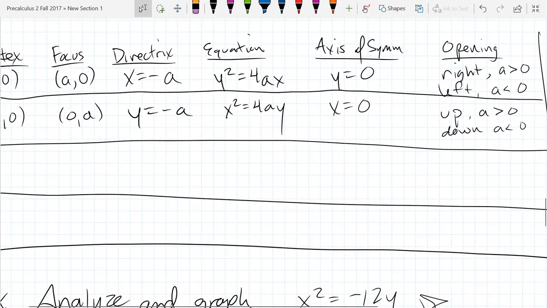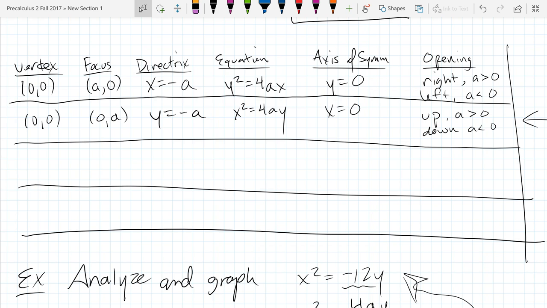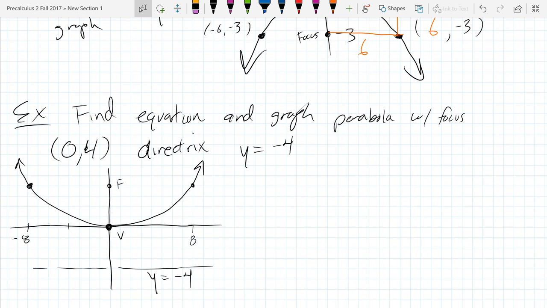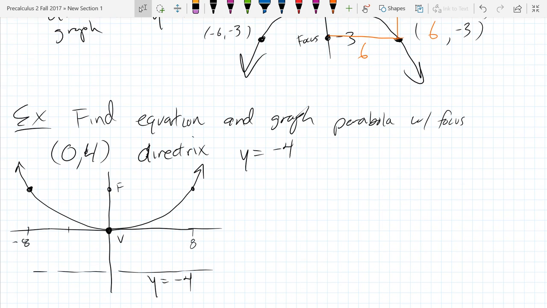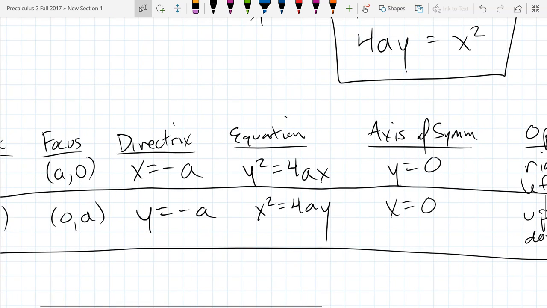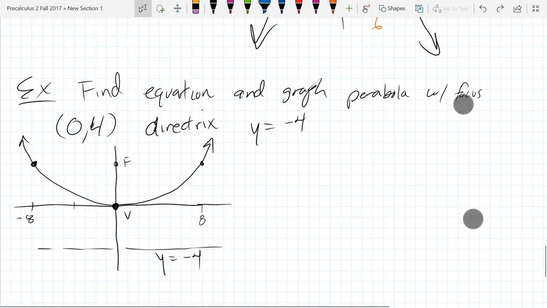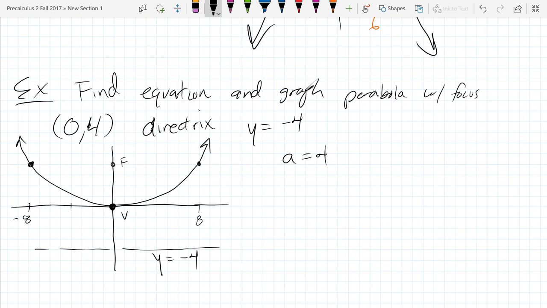Which row of the table are we using here? Is our directrix horizontal or vertical? Horizontal. y equals negative 4. So just looking at the directrix, it's a y equals, not an x equals. So we're on row 2. Our a is not negative 4. a is regular 4 in this case. a equals 4 and row 2.